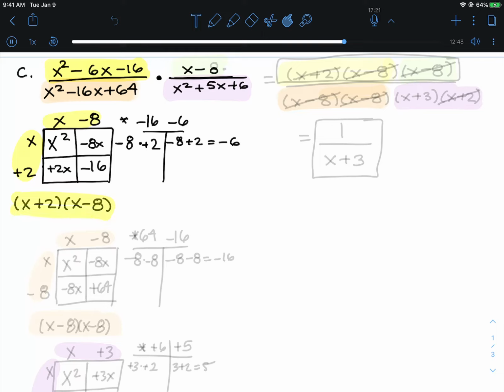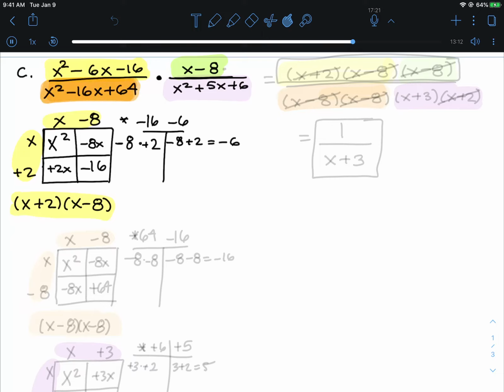Okay? And then this x minus 8, well, that x minus 8 is already literally in its simplest form, so there's nothing that I can do there. So then that's just already there, so I don't have anything to do with it. So I'm going to go ahead and move on to the next one, which is this one right here.